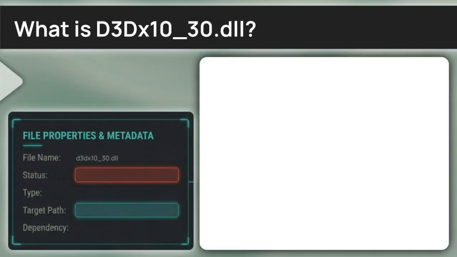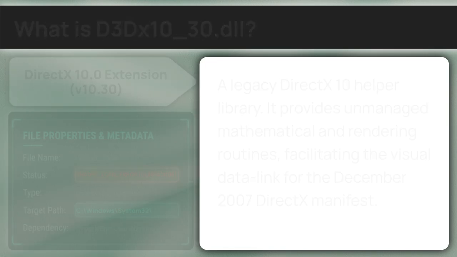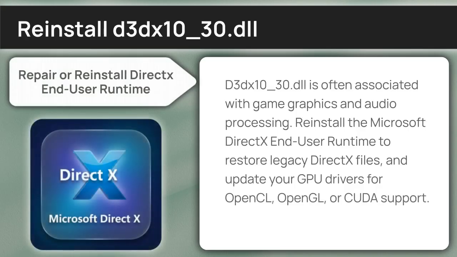This is the DirectX Update 30, a legacy DirectX helper library. It provides unmanaged mathematical and rendering routines, facilitating the visual data link for the December 2007 DirectX manifest. With the explanation out of the way, let's refresh the affected files. D3DX1030 is often associated with game graphics and audio processing.